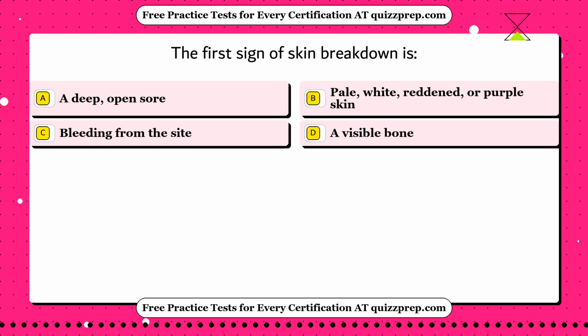Option A. A deep, open sore. Option B. Pale, white, reddened, or purple skin. Option C. Bleeding from the site. Option D. A visible bone.